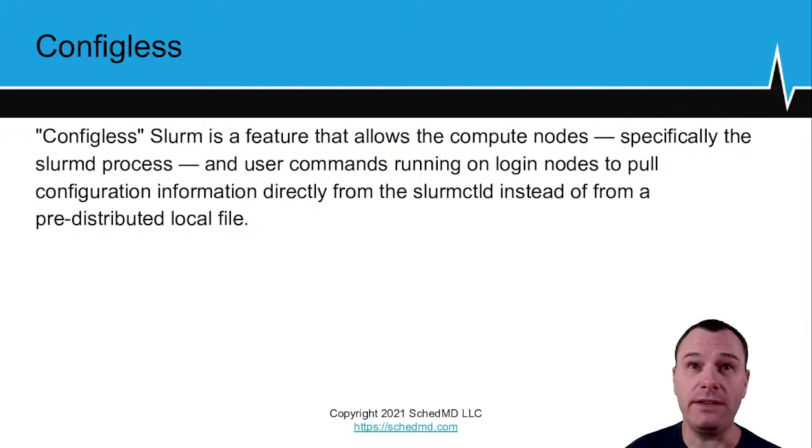Configless Slurm is a feature that allows compute nodes, specifically Slurmd processes, and the user commands running on login nodes to pull configuration information directly from the controller instead of a pre-distributed location. This means that there is no need for a shared file system mounted on each compute node housing the configuration files. Your cluster does require a central set of configuration files on the Slurm controllers. Configless in one sentence means that the compute nodes, login nodes, and other cluster hosts do not need to be deployed with local copies of those files.